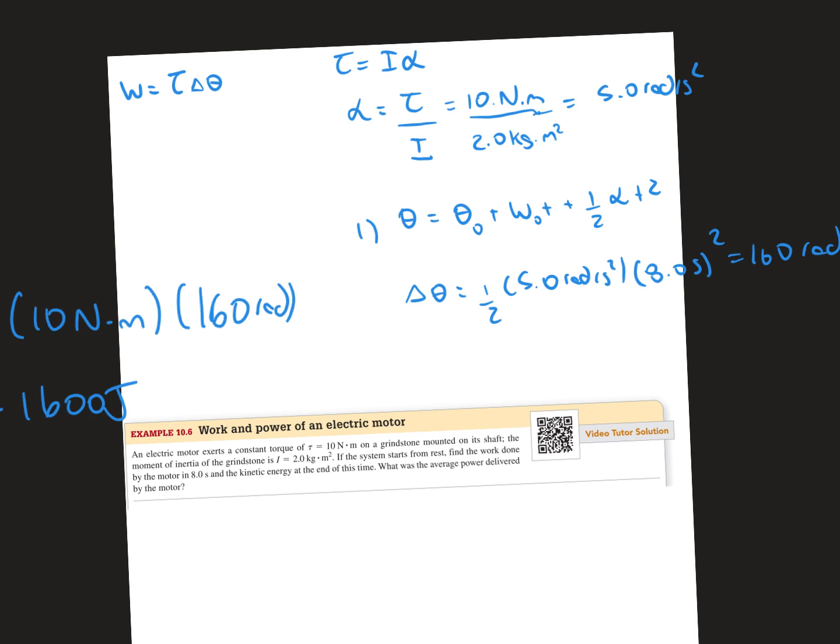Before we start, we have to use some formulas that are going to help us solve this problem. The work is equal to the torque times delta theta, and the torque is equal to the moment of inertia times the angular acceleration. Theta in this case represents the angular displacement.